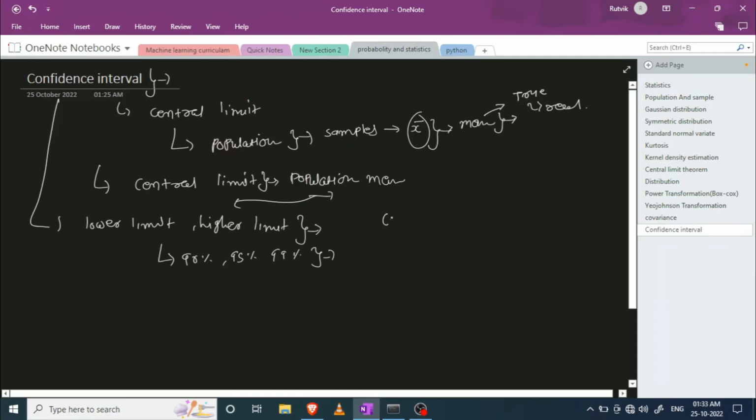You can represent the confidence interval as CI, and the equation is x bar plus or minus z alpha divided by 2, multiplied by sigma divided by root n. So what does x bar mean here? As we discussed in our central limit theorem video, it's very difficult to get data from a large population, so we divide the whole population into samples and get a mean from each sample. So this is the sample mean.